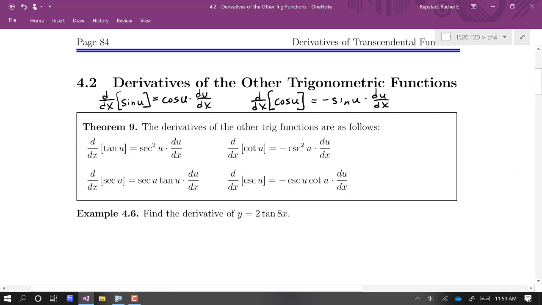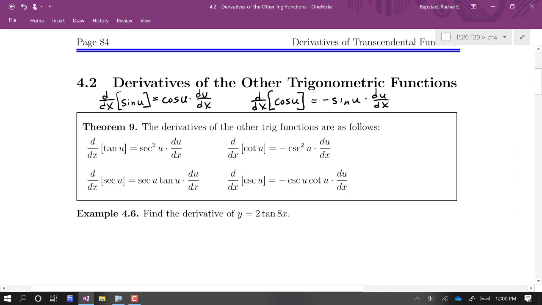The first formula here, the derivative of tangent, is the one we derived together in the last example in the last section. We did that just by seeing that tangent was sine over cosine, and so we could use the quotient rule to find that derivative. All four of these formulas you could find in a similar way. Cotangent is cosine over sine, and if you use the quotient rule, you'll figure out that the derivative of cotangent is negative cosecant squared.